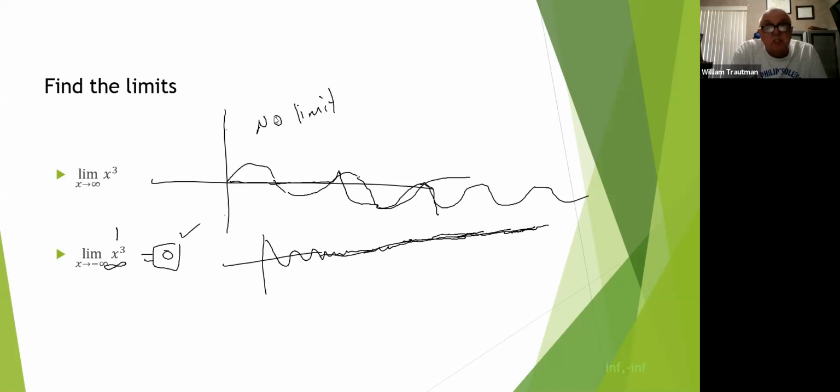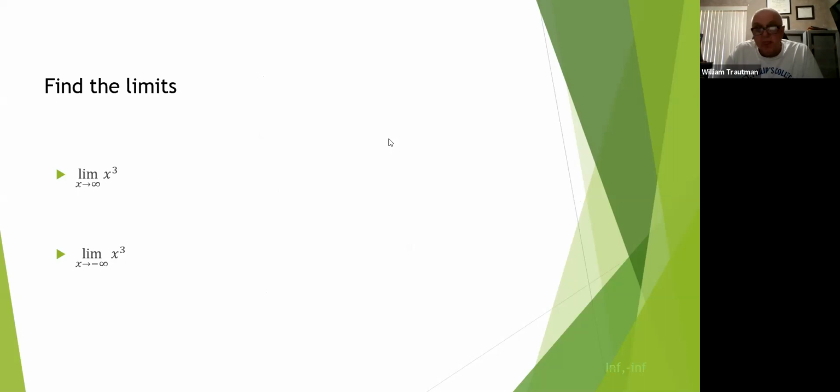All right, so we have some more limits. If I put infinity into here, infinity to the third, anybody know what infinity to the third equals?